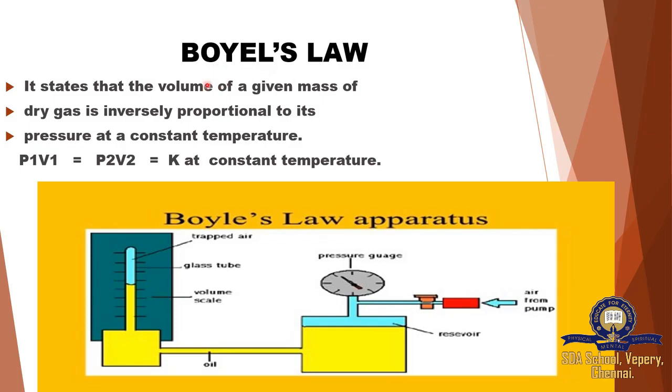Boyle's law states that the volume of a given mass of a dry gas is inversely proportional to its pressure at a constant temperature. In Boyle's law, we are keeping the temperature constant, so P1 V1, where P1 is pressure 1 and V1 is volume 1, is equal to P2 V2, pressure 2 and volume 2. It's equal to K at constant temperature.